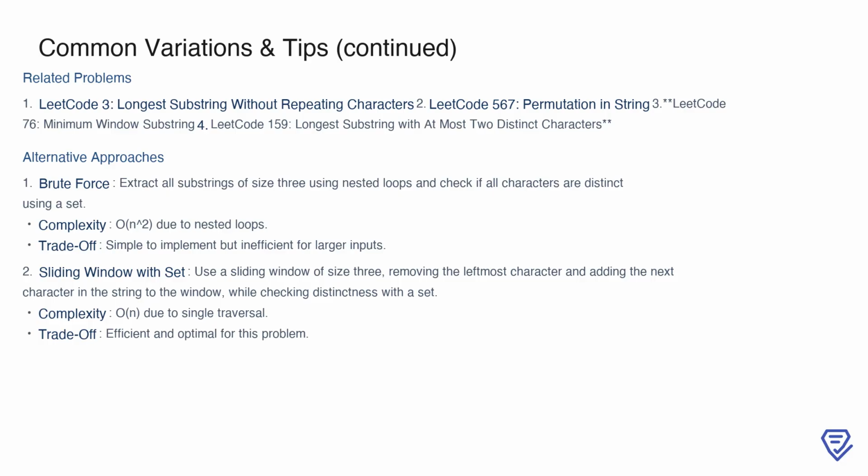A better strategy is to use a sliding window combined with a set. By maintaining a window of size 3, you can remove the leftmost character and add the next character as you iterate through the string. This allows you to check for distinct characters efficiently with a time complexity of n. It's not only optimal but also relatively easy to implement.